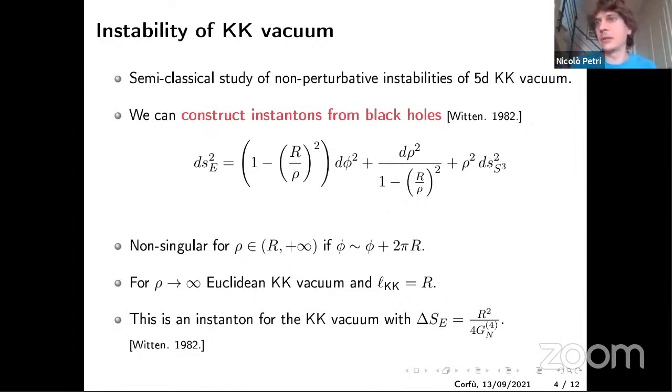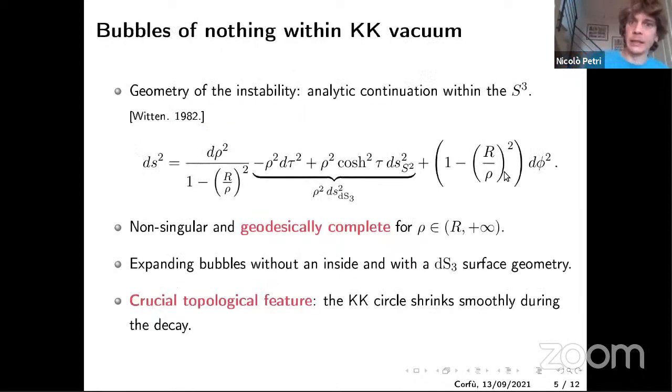Well, in order to understand which geometry describes the instability of the KK vacuum, we have to come back to the Lorentzian. So in order to do that, we analytically continue this solution within the sphere. And doing that, what we obtain is basically a three-dimensional de Sitter slicing. So this is a crucial feature: any time we need in gravity to implement some time-dependent behavior, like an instability, in some way, de Sitter comes up. And this is exactly the situation.